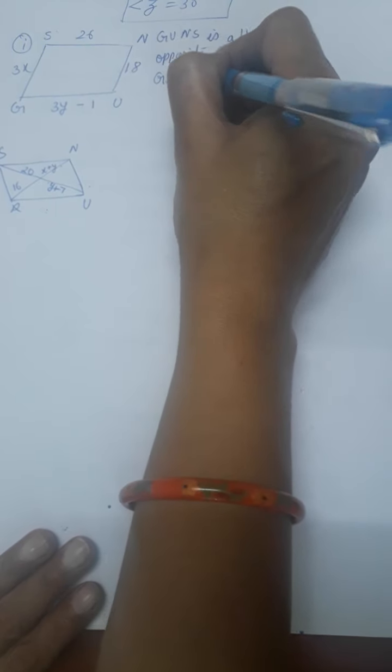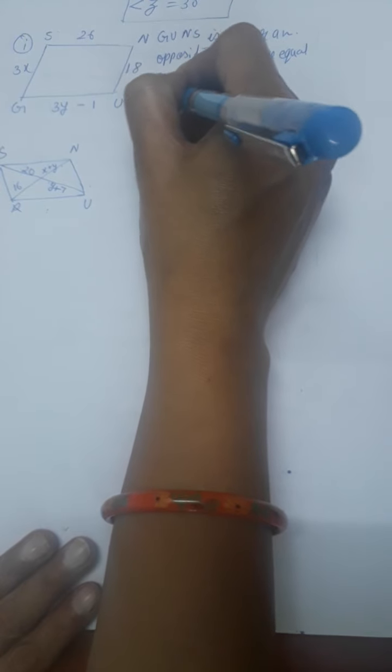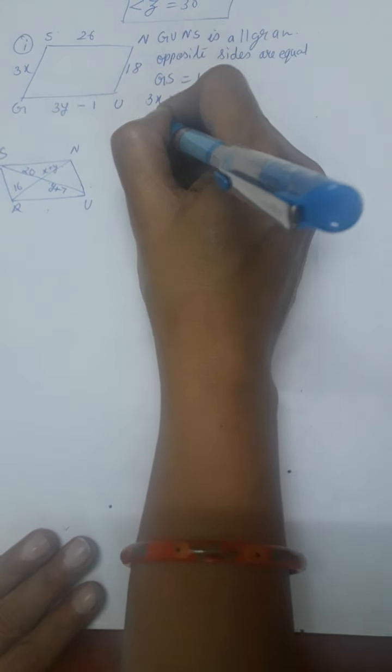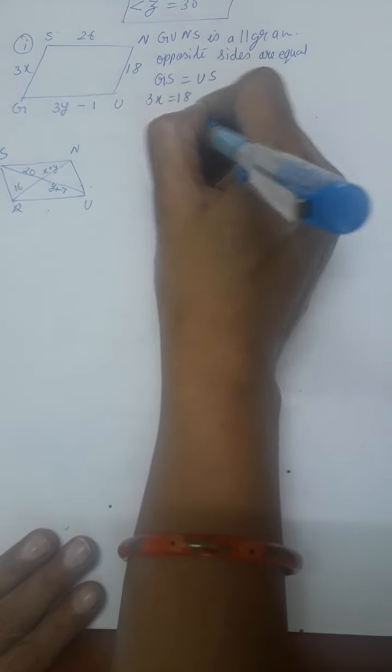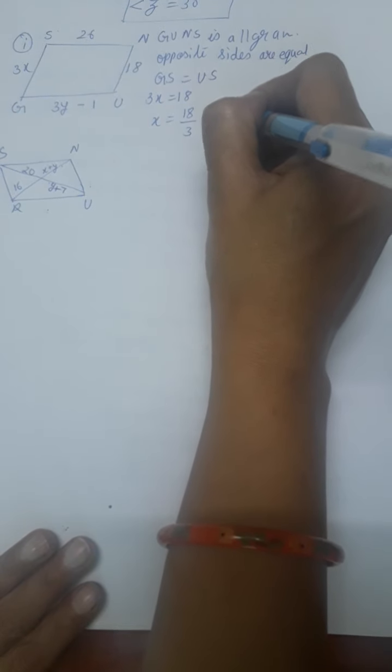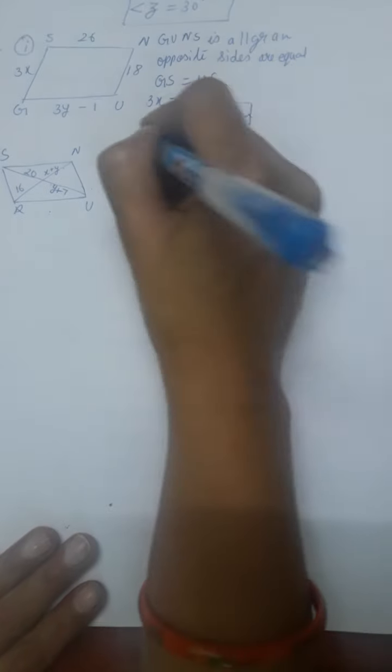GS will be equal to UN, that is 3x is equal to 18 and hence x is equal to 18 upon 3, that is 6 centimeter. x will be equal to 18 upon 3, that is 6 centimeter.